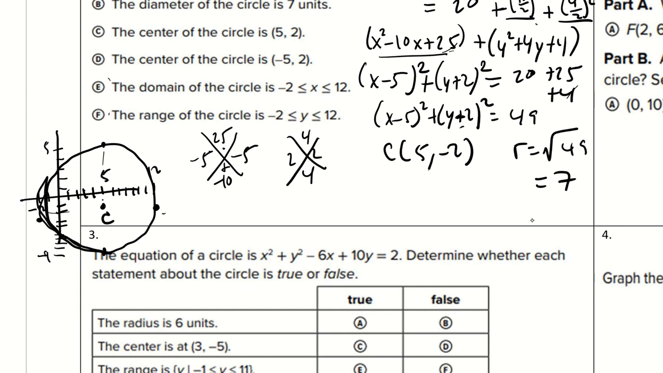So notice that the domain are the x values. So the largest x value is 12. The smallest x value is -2. So the domain is between -2 and 12. That's true.